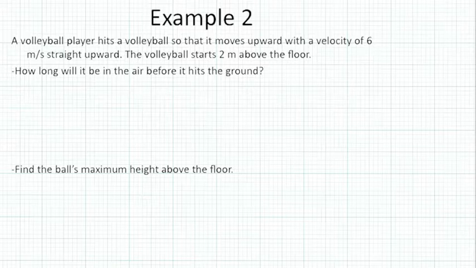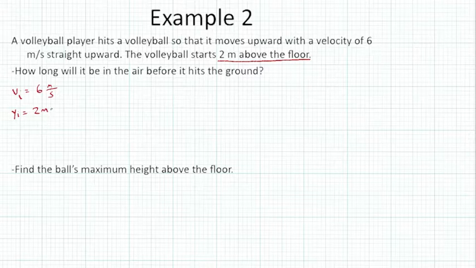Example number 2: a volleyball player hits a volleyball such that it moves upwards with a velocity of 6 meters per second straight up. So our initial velocity, VI, equals 6 meters per second. We know right off the bat also that our volleyball starts at 2 meters above the floor. That means that's a position they're giving us. So our YI, that is our initial Y position, is at 2 meters above the floor.